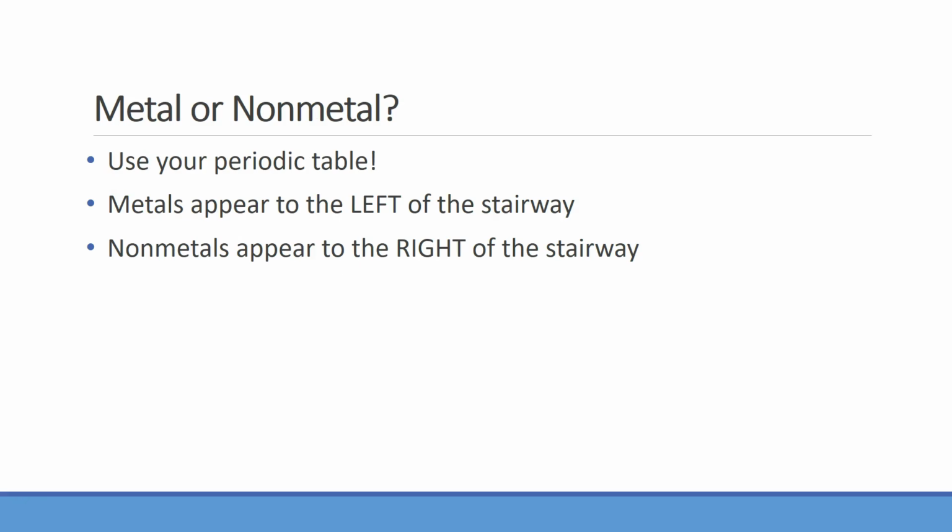So the first question to determine what type of bond is taking place is to know the difference between a metal and a nonmetal. So the key is to use your periodic table. And your periodic table has a stairway. I'm going to show you a picture of that in a minute. But to the left of the stairway, you'll find the metals, and to the right of the stairway, you'll find the nonmetals.